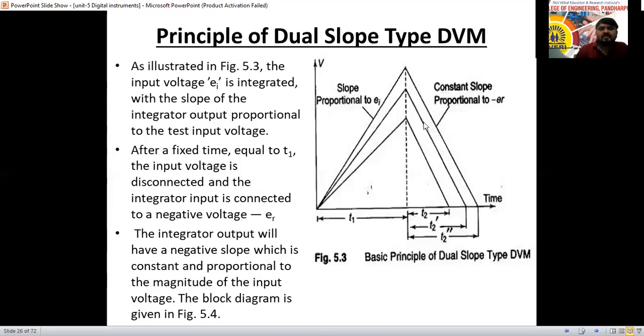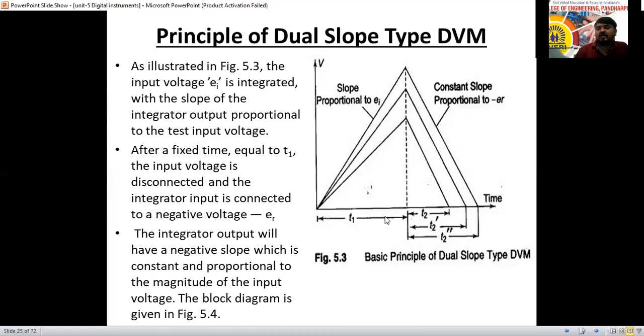See here, this is the dual slope we are going to use. The slope is proportional to EI, and the slope proportional to the minus reference we have considered here. So the input voltage EI is integrating here now, same as the integrating type explanation. That is integrated and it has started from here. It is charging the capacitor and it will go up over there. So the integrated output proportional to the test input voltage is showing here now.